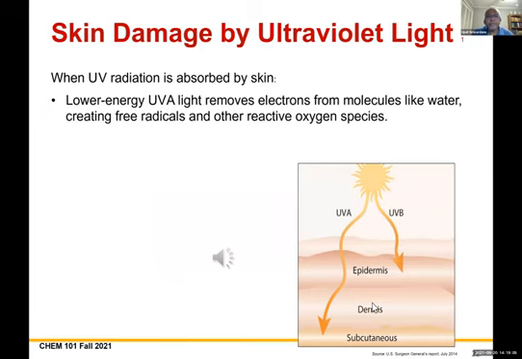Let's look at UV radiation absorbed by skin. As I discussed before, only low energy UVA light reaches the surface of Earth. So it is the one that causes skin damage. Skin damage is mainly caused by UVA. UVB is absorbed by the ozone layer.